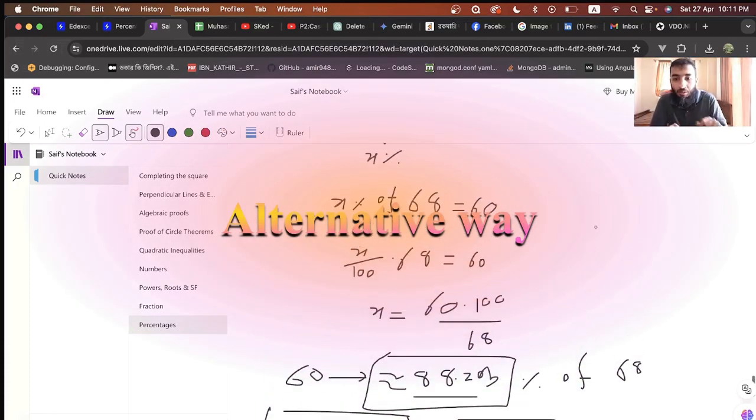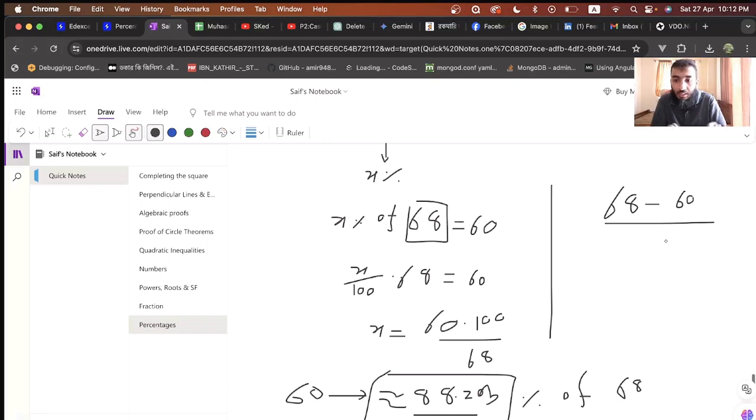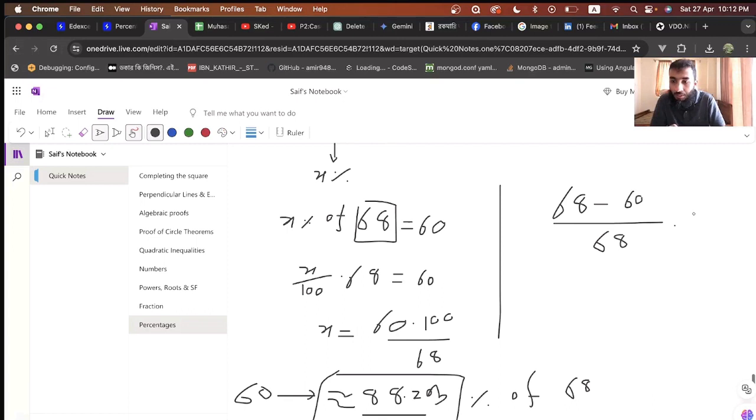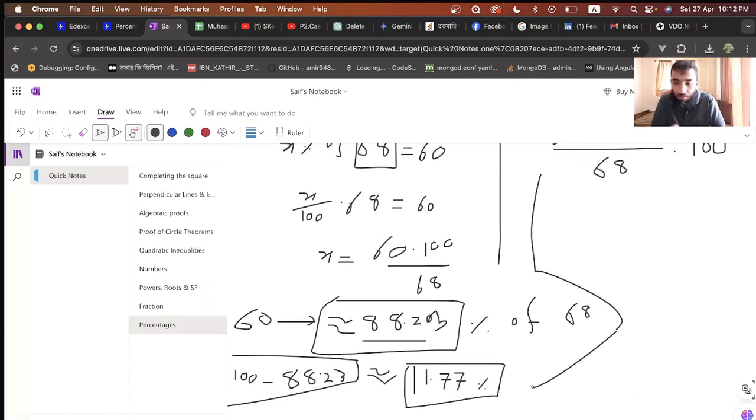Another way you can find out is the actual decrease. Let's figure out the actual decrease first. So what is the decrease? 68 minus 60. Okay, this is the decrease. So what is it based on? Based on the actual number, which is 68. The decrease is based on 68. So if you multiply this by 100, you get the same result as this one.